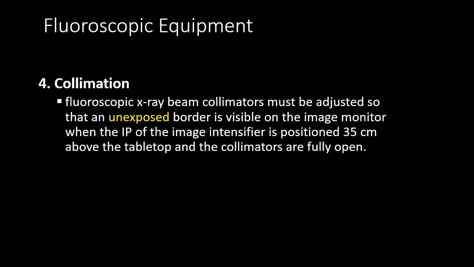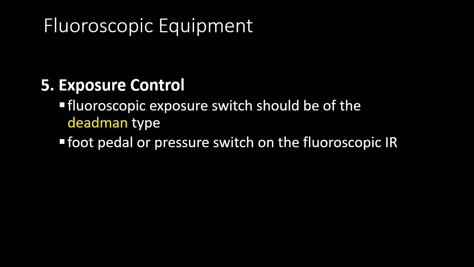Collimation. The fluoroscopic X-ray collimators must be adjusted so that an unexposed border is visible on the image monitor when the input phosphor at the image intensifier is positioned 35 centimeters above the tabletop and the collimators are fully open. The exposure switch must be of the dead man type for fluoroscopic X-ray units, and that is if you let off the exposure switch, then the exposure ends.